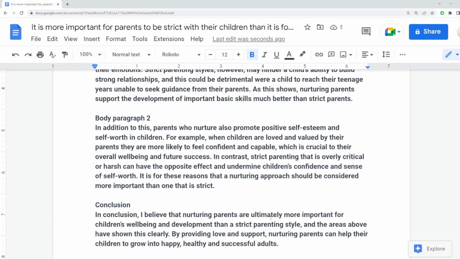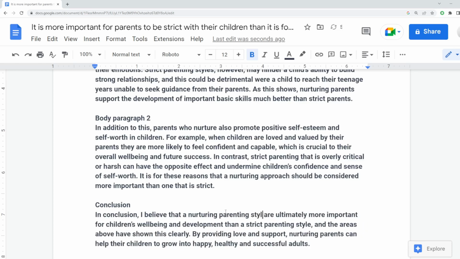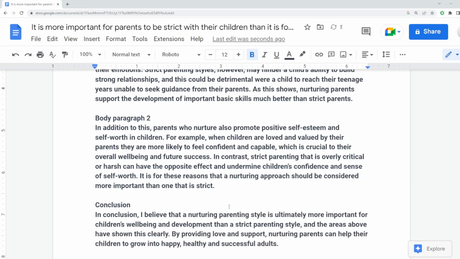In conclusion, I believe that nurturing parents are ultimately more important for children's well-being and development than a strict parenting style. Okay, there's some problem with parallelism here. I'm going to say a nurturing parenting style is ultimately more important for children's well-being and development than a strict parenting style. And actually, you know what? I just don't want to repeat the word style. Sorry, lots of changes going on here.